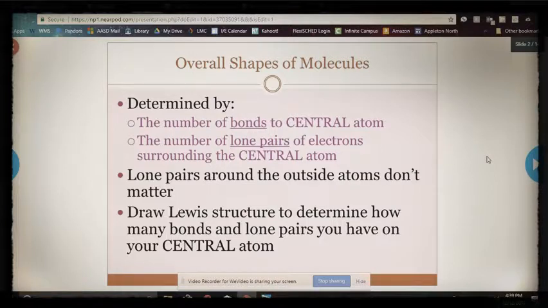And so what you would do is draw the Lewis structure to determine how many bonds and how many lone pairs you have on a central atom, and that's how you determine what shape you're going to have. Now, if you don't draw the Lewis structure, another way that you can determine the shape is by building the actual molecule using those model kits that we've used. So you can actually build it as well, and that will also help you determine what the shape is. So either one, you can still figure out what the shape is.